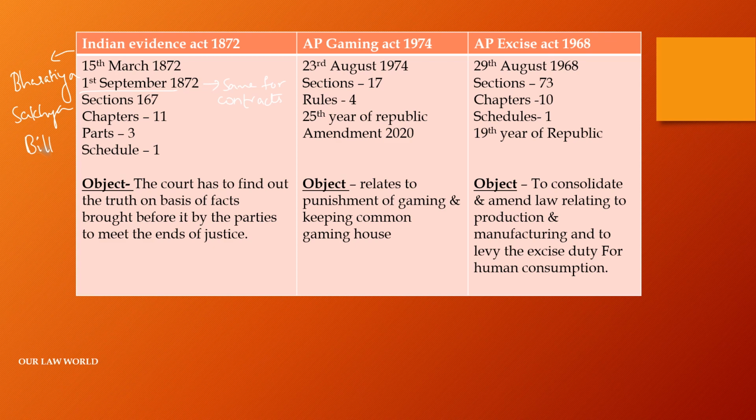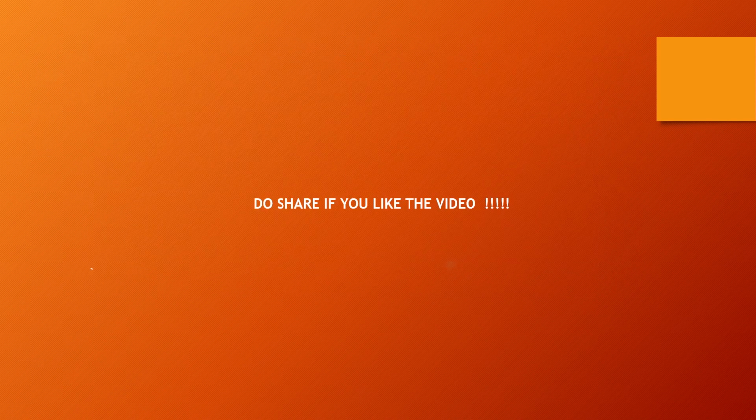The last act in this video to be explained is the AP Excise Act 1968. This is one of the oldest acts for the excise department, and 29th August 1968 is the commencement date. It consists of 10 chapters in which 73 sections are involved. We hope this video helps you in your preparation, from a prelims point of view and as a basis for MCQs regarding the dates, chapters and sections involved in every act.